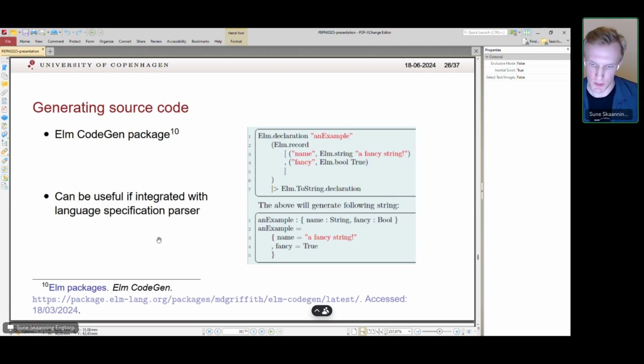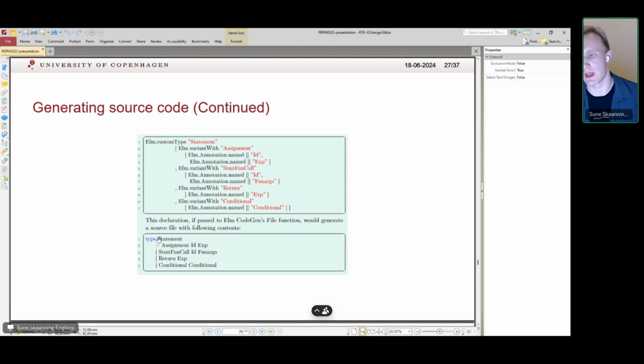So we decided to go with the approach of generating source code. And for this, we used a package that was already built beforehand, which was very useful when integrated directly with the language specification parser. And here we have an example which looks a little bit like something that we wanted. Let's say that we have a sort statement, and we have operators: assignment, statement from home, turn, and so on, which take arguments. For example, assignment might take an ID and then an expression. So we can parse this information from our specification language, and then we can generate actual working Elm source code from that.